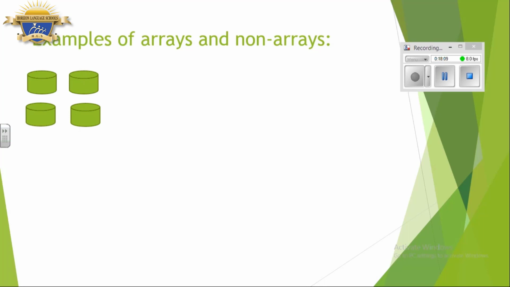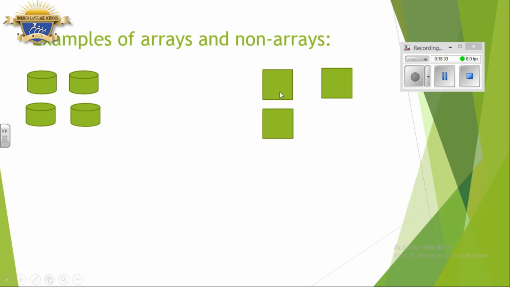What you see here in this picture, I see a set of shapes, right? In order, arranged in rows and columns. I have here 2 rows and 2 columns, and I have no gap between them. So this picture is an array.